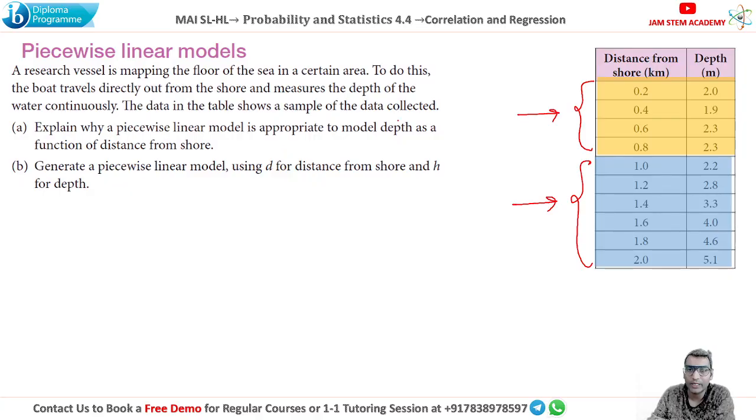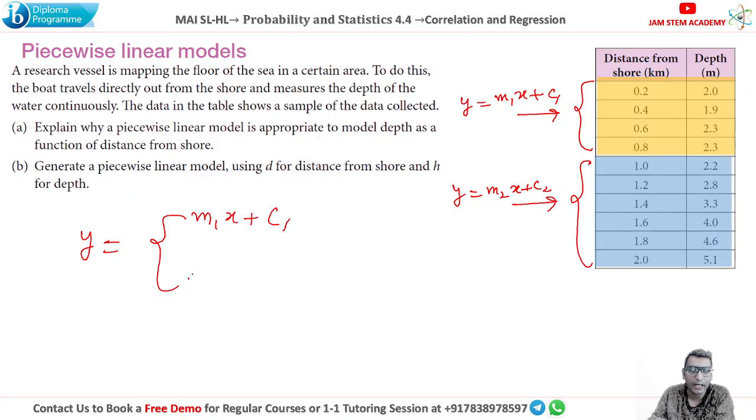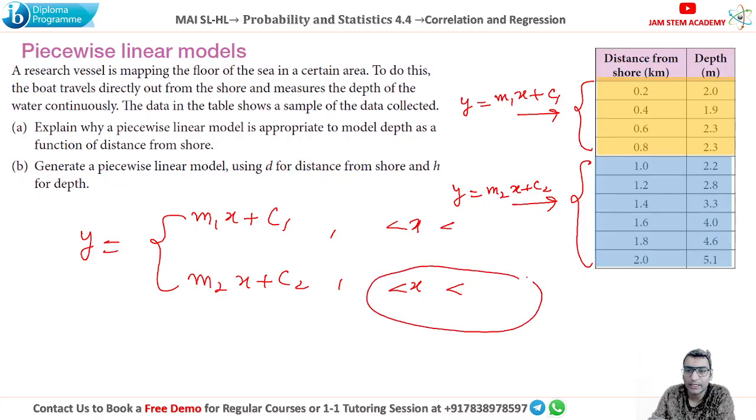So let's say from here you got y equals m1x plus c1 and y equals m2x plus c2. Now combine that. Can I say y will be a piecewise function given by m1x plus c1 and m2x plus c2 corresponding to those x values? Your x value in this case starts from 0.2 and in this case it ends at 2.0.